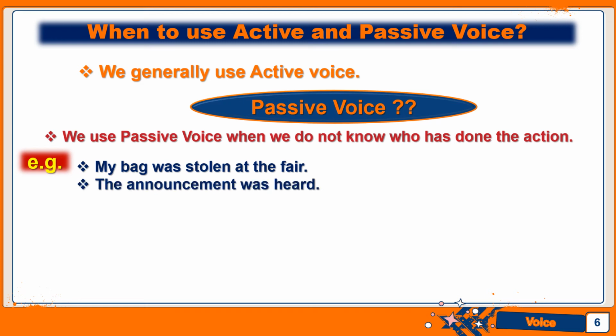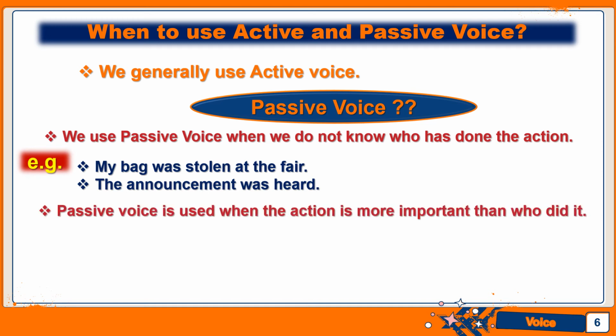Let us take another example. "The announcement was heard." We don't know what is the subject over here. We don't know who made the announcement, who is the doer of action, okay? So "the announcement was heard" is again in passive voice.